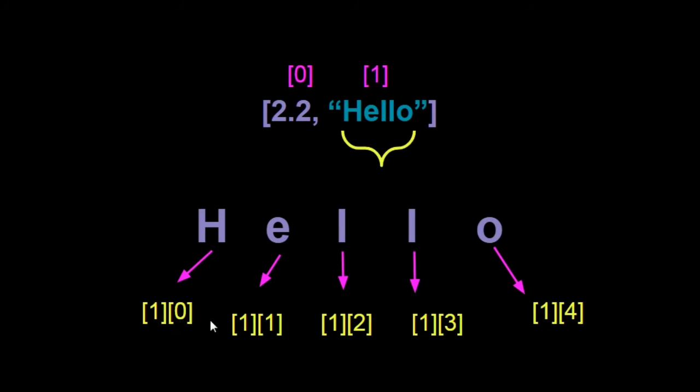give me H. Similarly, you have 1 of 1 will give me E, 1 of 2 will give you the first L, 1 of 3 will give you the second L, and lastly 1 of 4 will give you O. This is how you can carry out this complicated sort of slicing, and this is exactly what we'll be doing right now. I hope you have understood this.